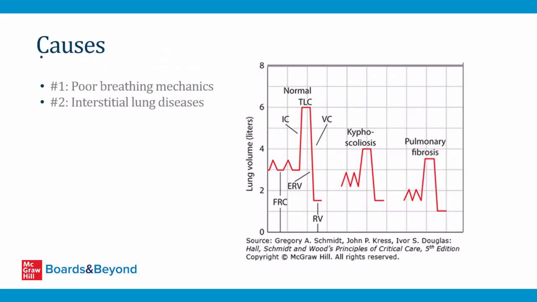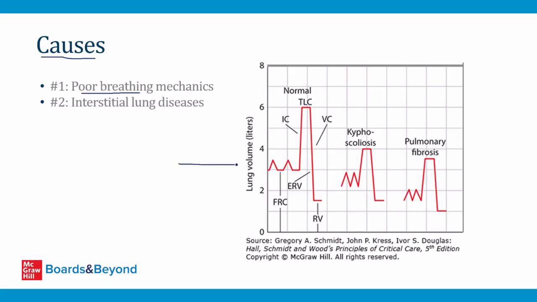There are two broad categories of causes that lead to restrictive lung disease. The first is poor breathing mechanics. So in poor breathing mechanics, the lungs are completely healthy and normal, but there's something wrong with the chest wall or the nervous system or the spine, and this prevents the lungs from filling normally.